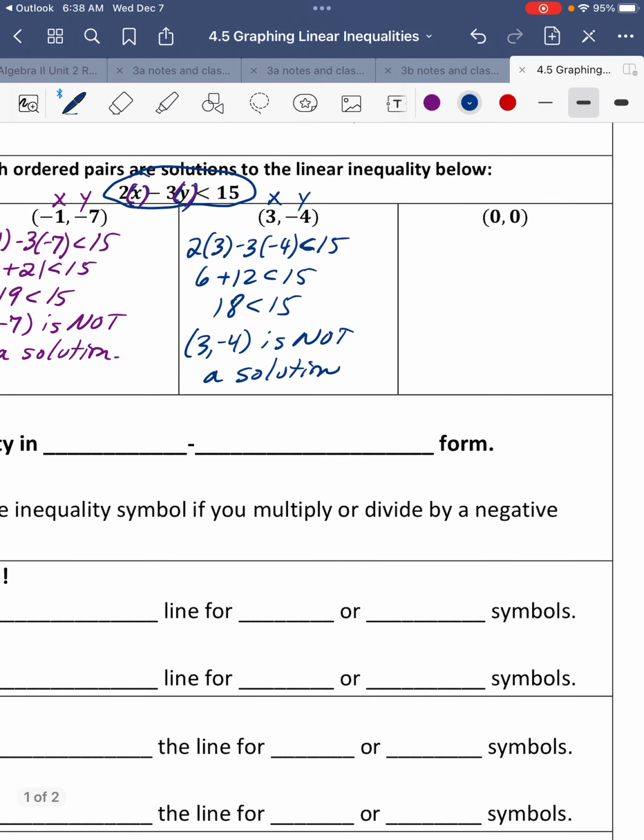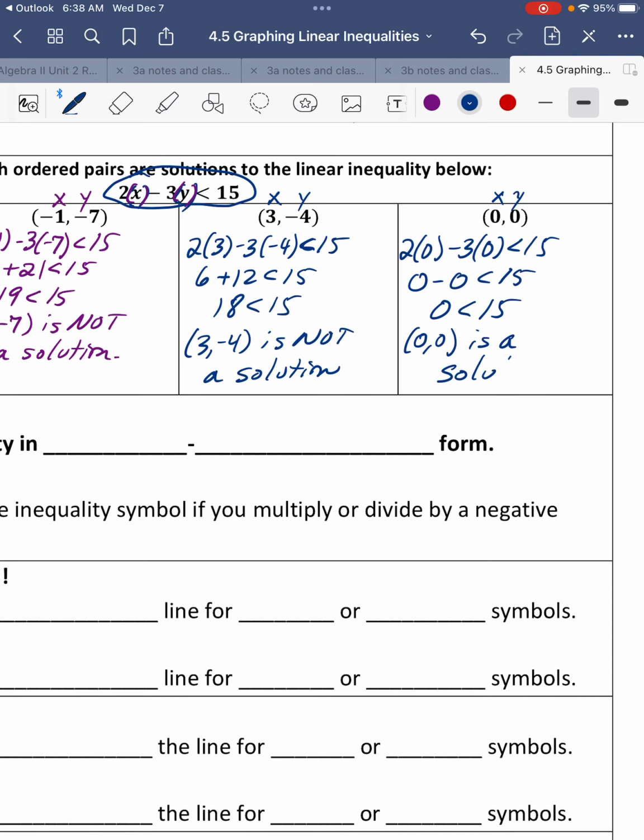What about (0, 0)? So we have x and y. They're numbers, so we just substitute them in, just like the others. So don't try to do this in your head. 2 times 0 is 0. 3 times 0 is 0. 0 minus 0 is 0. Is 0 less than 15? Yes, it is. So (0, 0) is a solution to the inequality.